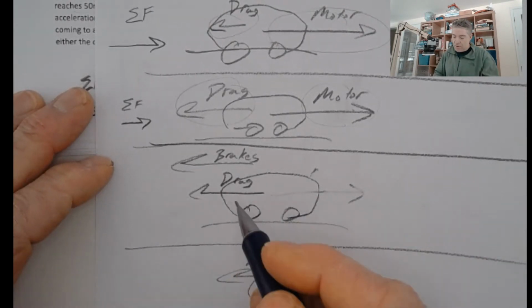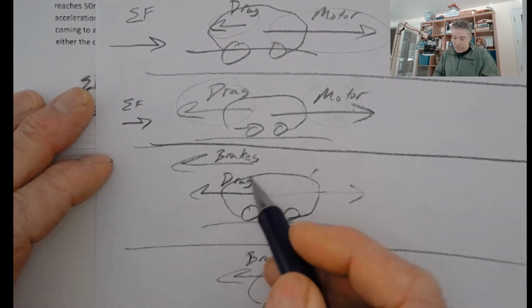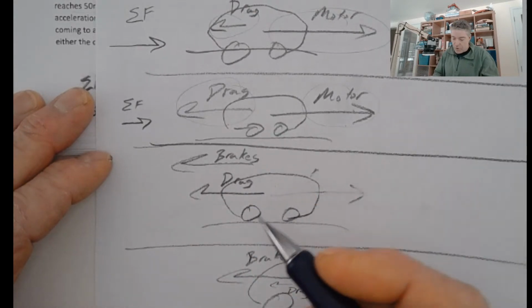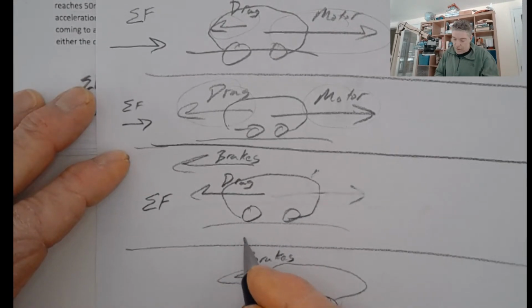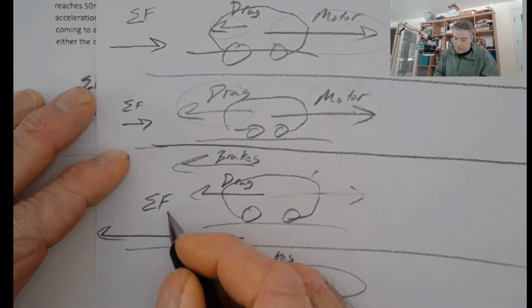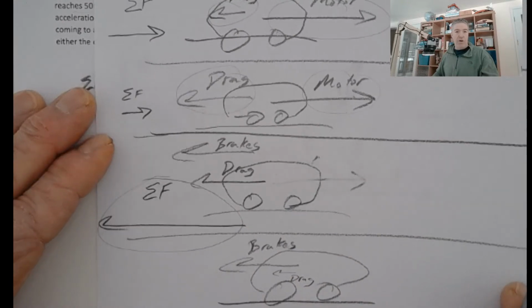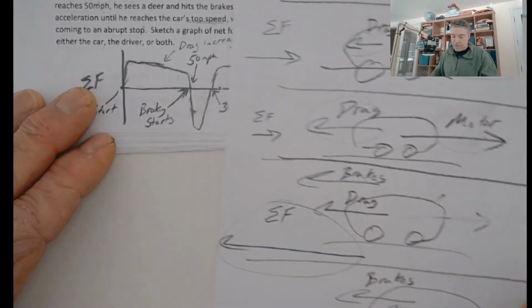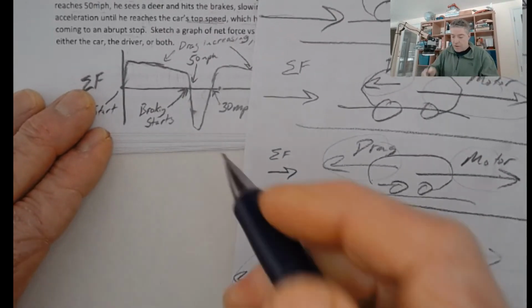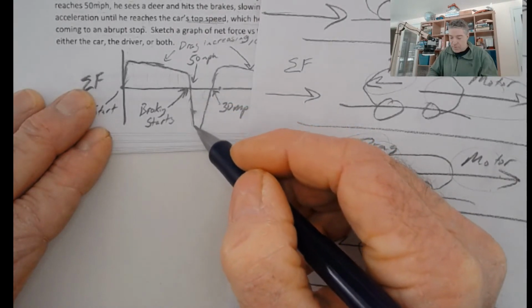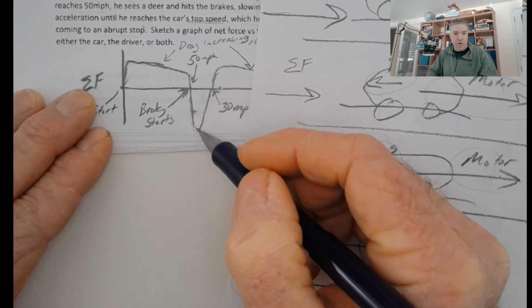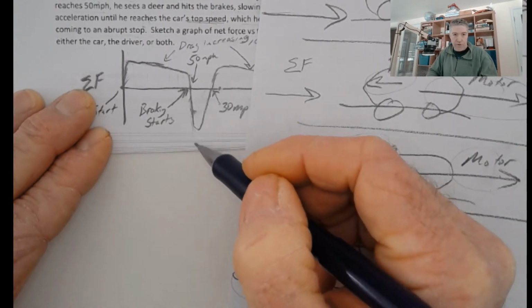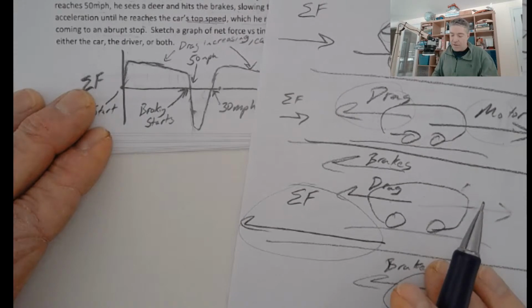So now we still got drag, and now we've got brakes too, so the net force is actually backward, and it should be really big if I'm drawing the net force, because it should be this plus this. So suddenly we jump to a really negative net force. And if my paper were longer, I would make it go down farther, because I'm thinking that's going to be more abrupt than the acceleration.